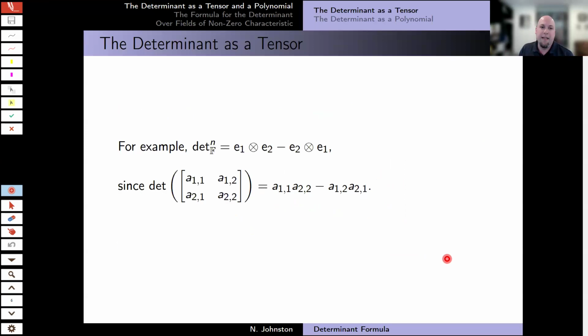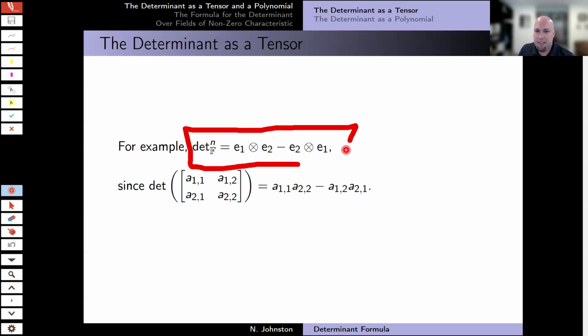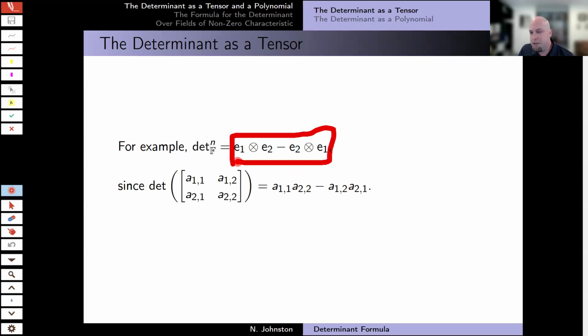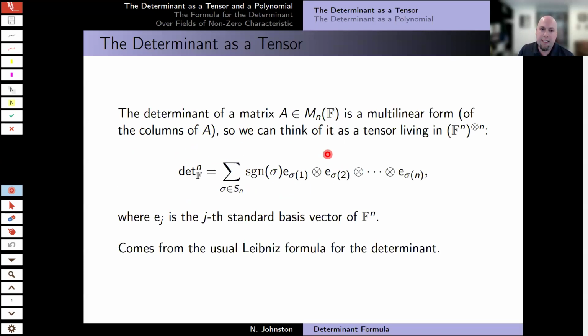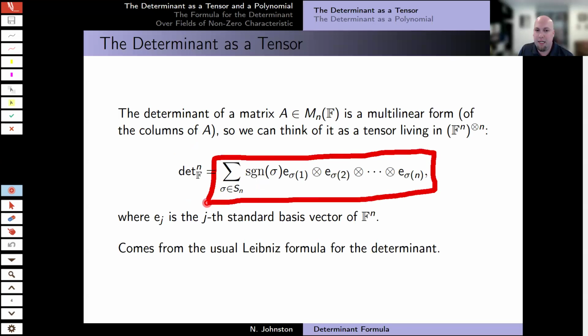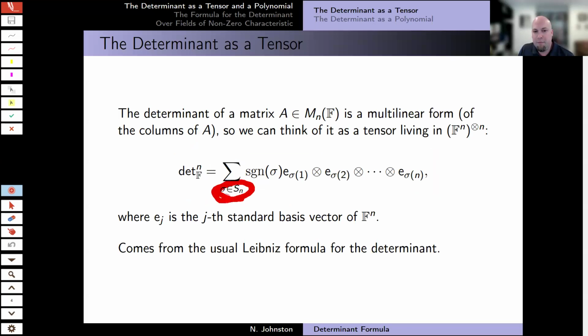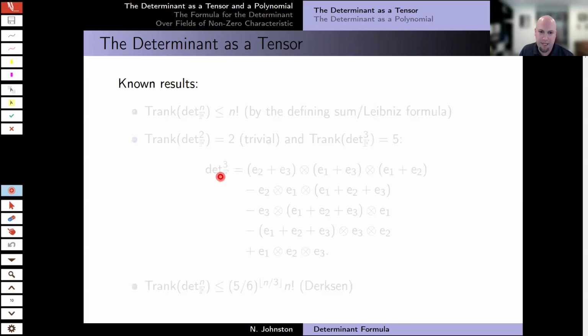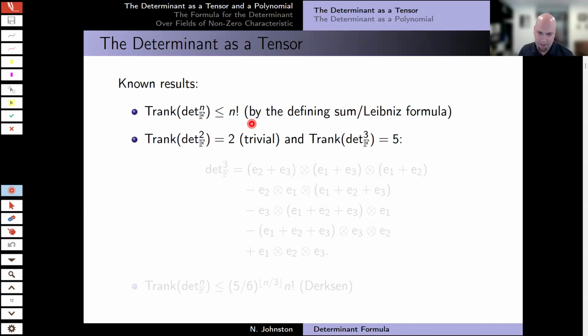For example, when n is 2, when you're talking about the 2 by 2 determinants, this formula right here shows that the tensor rank is at most 2 because there are 2 terms in this sum. More generally, this sum that we saw on the very first slide, well, there are n factorial members in the symmetric group. So this sum has n factorial terms. So the tensor rank of the n by n determinants is at most n factorial. This is a very standard starting point result for us, and it just comes from that defining sum, the Leibniz formula for the determinants.